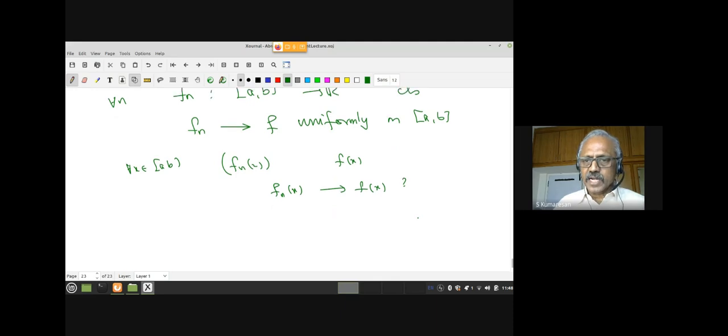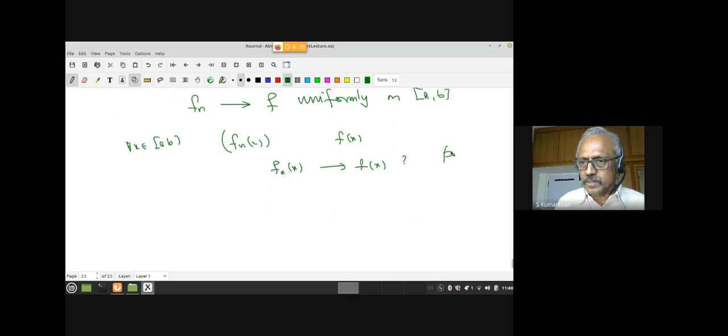Okay. Then that is called pointwise, because for each point, x is a point in the domain. For each point, this sequence of real numbers must converge. Okay. So for uniformity, what I want is, so for this, what does it mean?